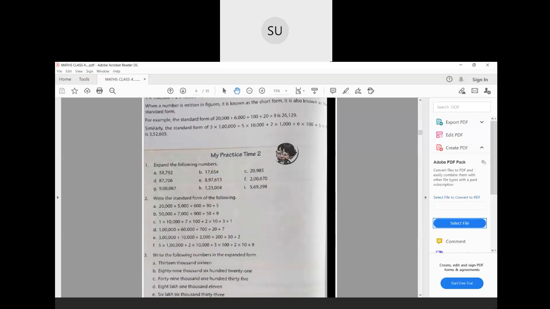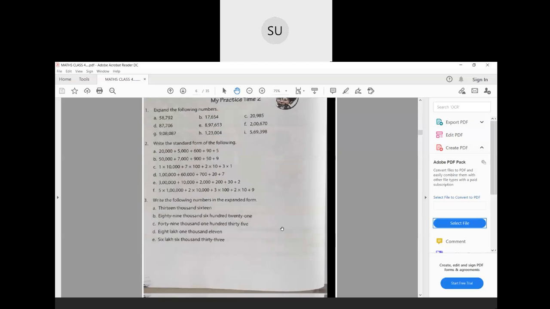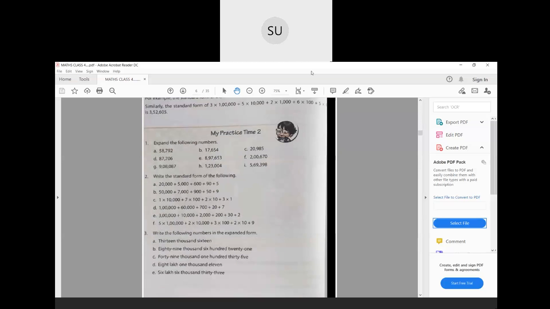All right, so now we'll do My Practice Time 2 questions on page number 6 in your textbooks. The first question is to expand the following numbers. So let's do that. The first one is 58,792. How will you expand it? 5 is in the 10,000s place, so it will be 50,000 plus 8,000, because 8 is in the 1,000s place, then 700 plus 90 plus 2. So that is the answer for the first one.